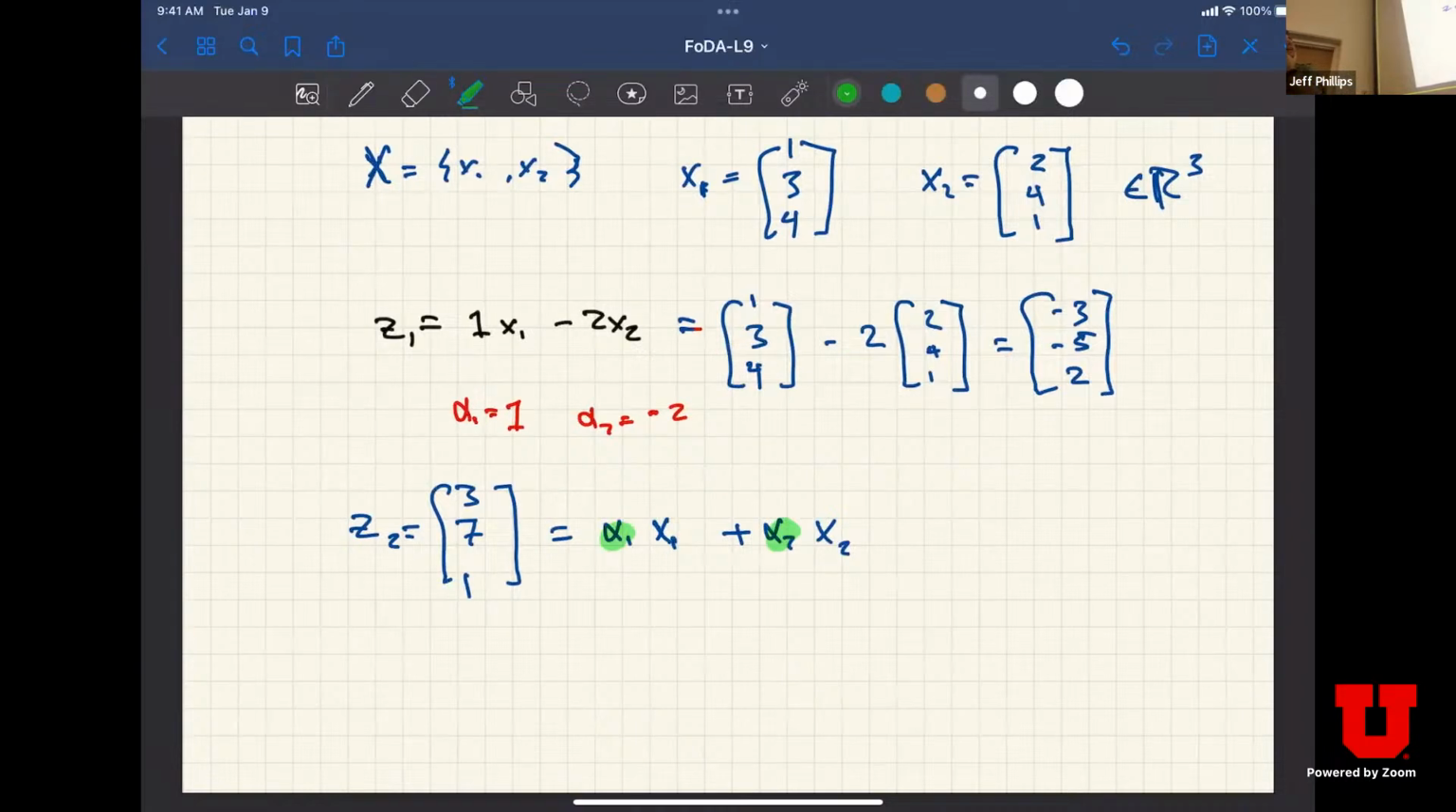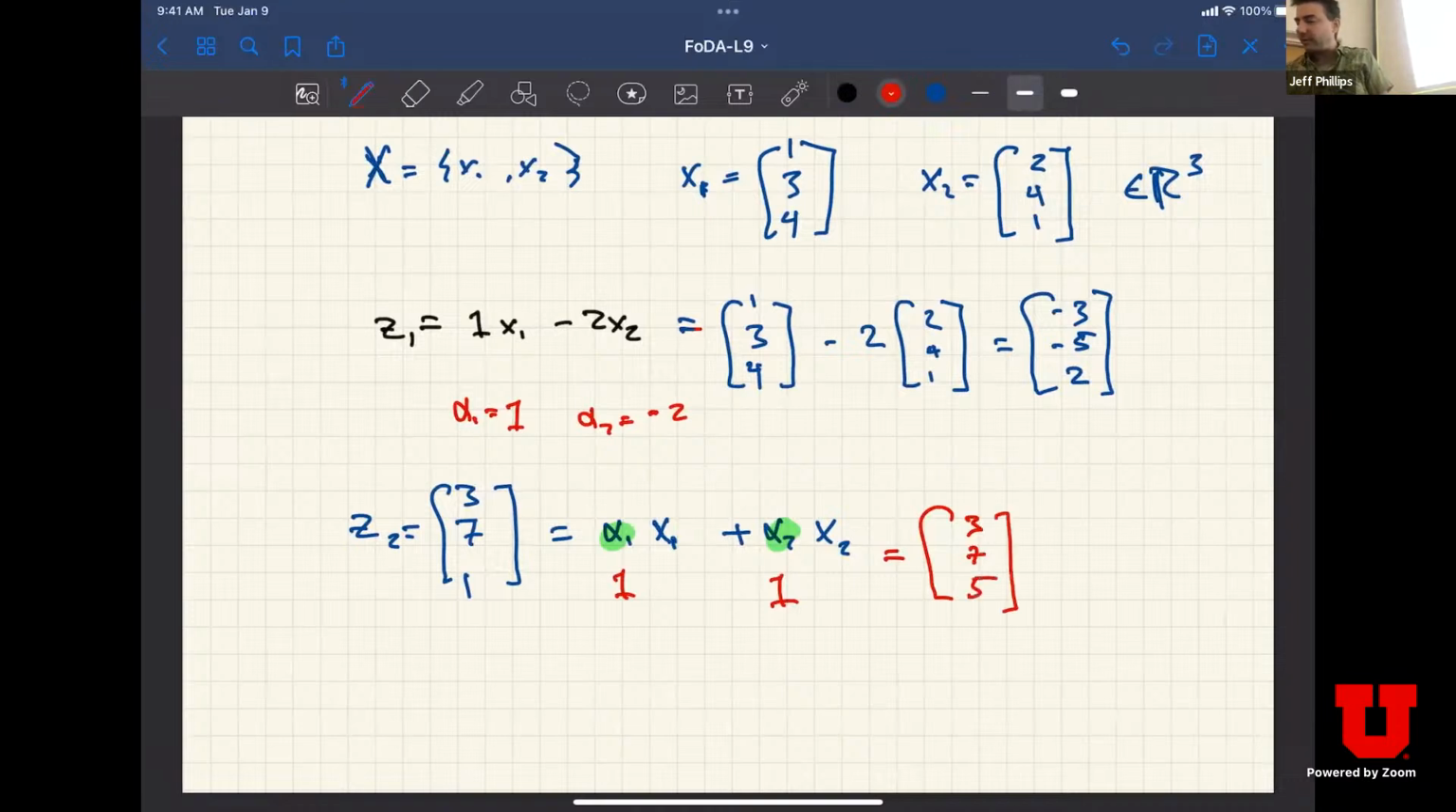Well, it seems like setting alpha 1 and alpha 2 both equal to 1 would start to be a good choice, right? If I set this equal to 1 and this equal to 1, then I'm going to get 1 plus 2, which is 3, and 3 plus 4, which is 7. So I got the first two correct, but the last one, 5, is wrong. So this is a problem, right? This is not equal to Z2. And in fact, there's no way to choose alpha 1 and alpha 2 so I can get this vector Z2.